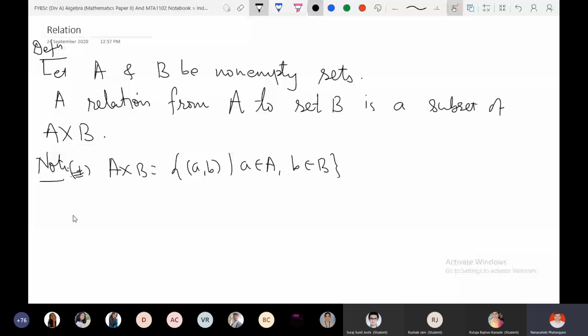For example, so if I take, please keep your mic off. Do not keep mic on, otherwise it creates disturbance. Somebody has kept mic on.